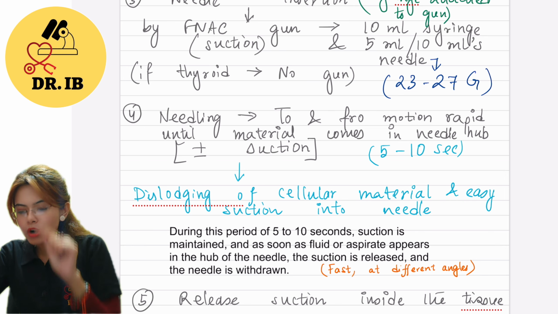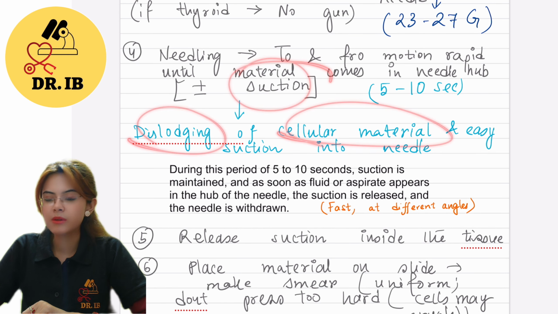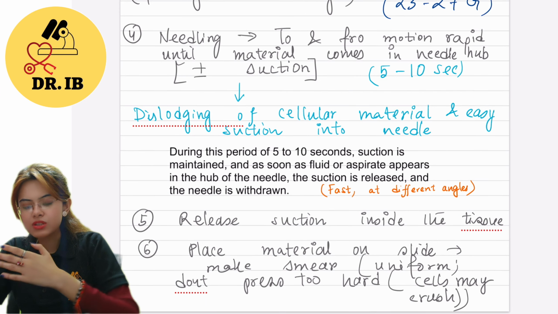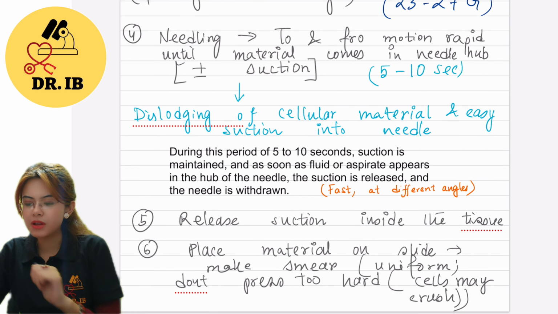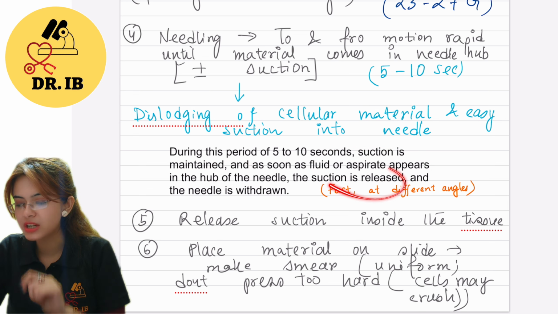And then what you are going to do is this suction will cause dislodging of the cellular material and easy suction into the needle. Now once you are doing this for a period of 5 to 10 seconds, the suction is maintained, and as soon as the fluid appears in the hub, the suction is released.